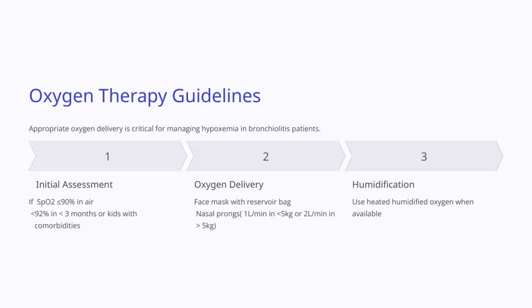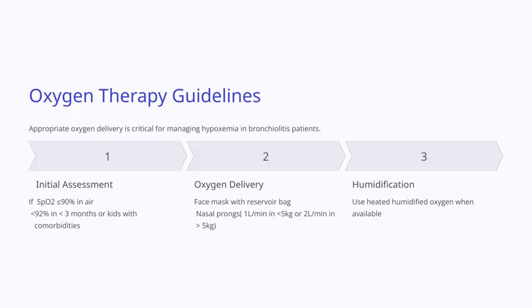Now, regarding oxygen delivery methods, the main options are a face mask with a reservoir bag or nasal prongs. For nasal prongs, we typically deliver 1 liter per minute in children under 5 kilograms and 2 liters per minute for those over 5 kilograms. These settings ensure adequate oxygenation without causing discomfort or excessive oxygen flow.